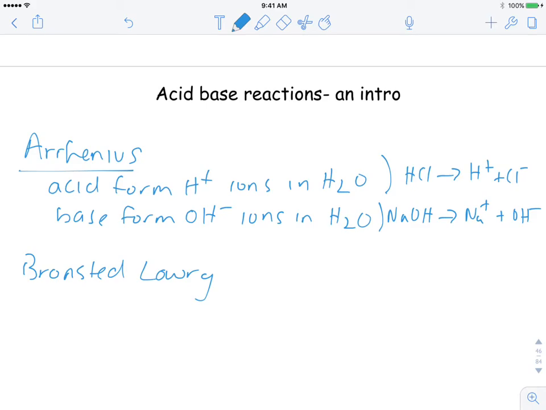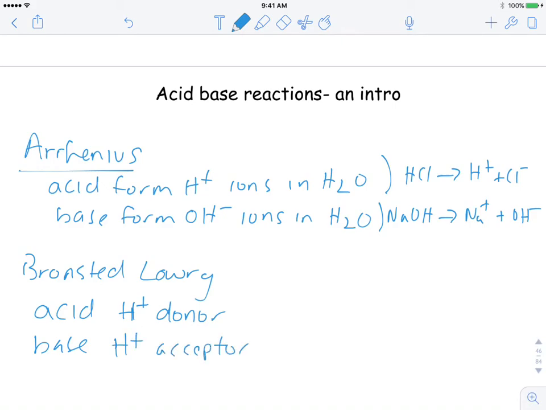And this was a useful definition at the time, and it could still be useful. Most acids do form H+, and most bases do form OH-. But when we want to look at how these substances react and interact with the water, we need a better definition. And so Bronsted-Lowry says that an acid is a hydrogen or an H+ or a proton donor, and a base is an H+ acceptor.